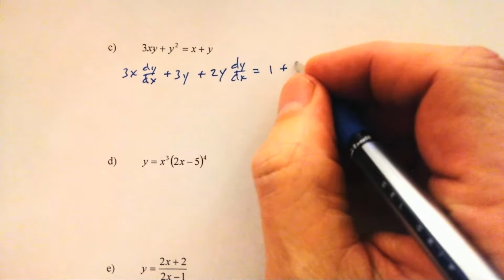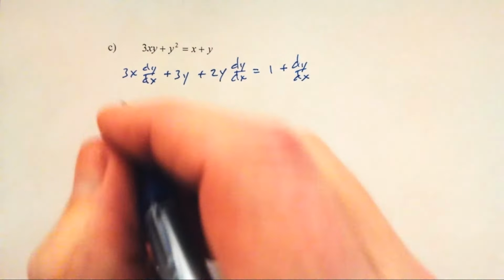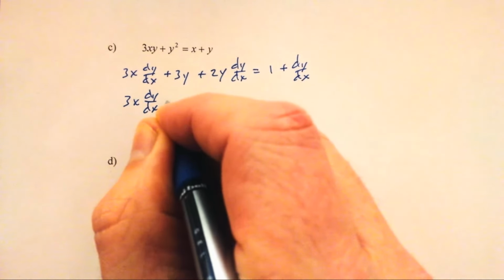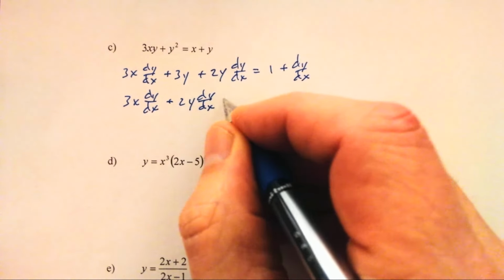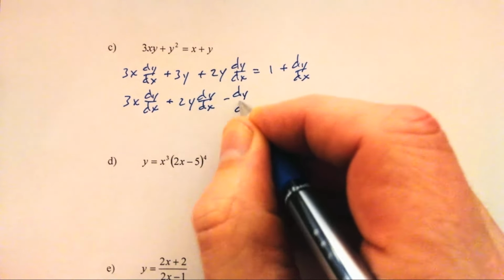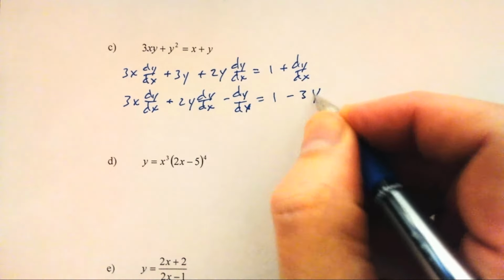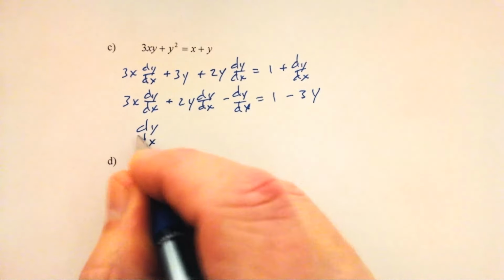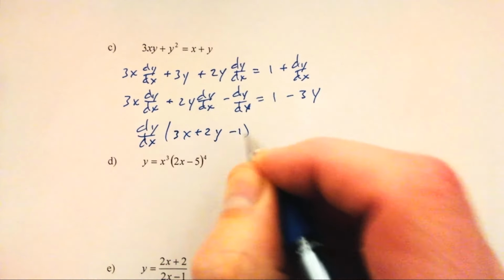Derivative of y with respect to x, dy dx. All of my dy dx's to one side. I'm taking them to the left. 3x dy dx. I'm leaving 2y dy dx. I'm subtracting over dy dx. On the right side, I'm leaving 1, but I'm subtracting over 3y. When I factor dy dx out, I'm left with a 3x plus a 2y minus a 1.